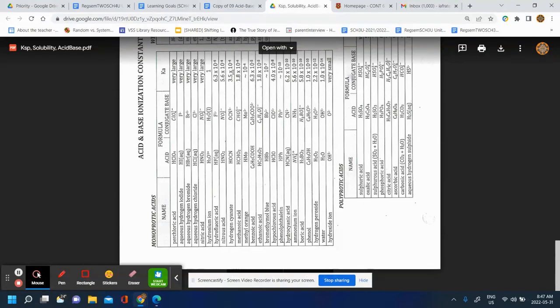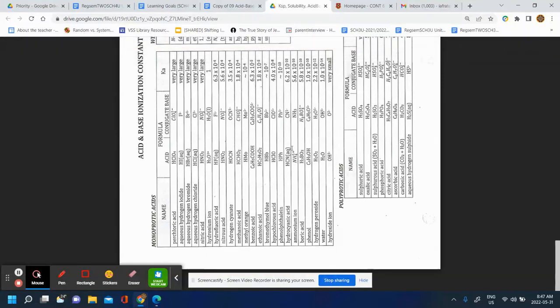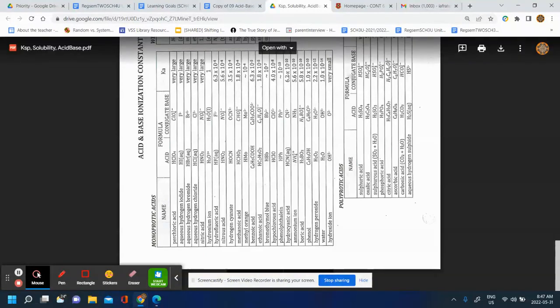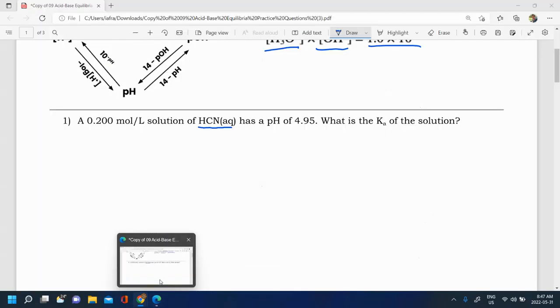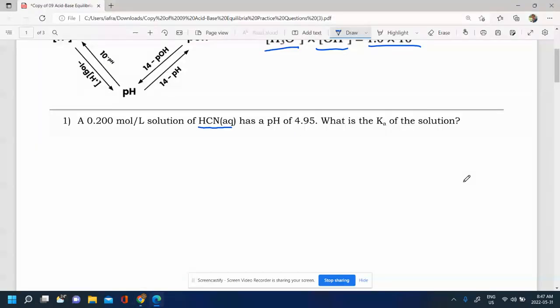So if we look at HCN, hydrocyanic acid, we have 6.2 times 10 to the power of negative 10. That would be the Ka value if you were looking in your table. Now, we can't just go and grab the Ka value from the table for this question because we're asked to find what the Ka for this solution is. Maybe this isn't happening at SATP. It could be different conditions. So we need to find Ka.